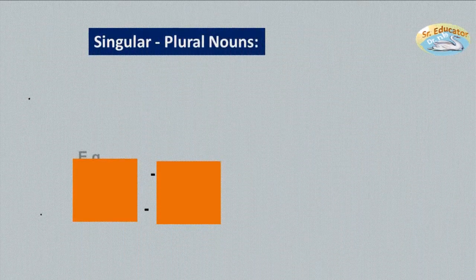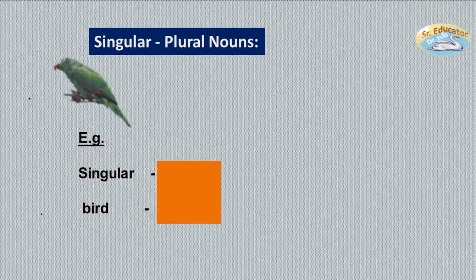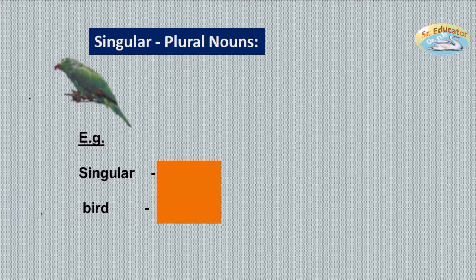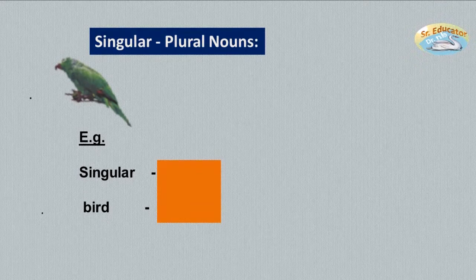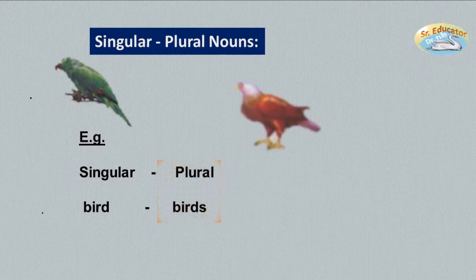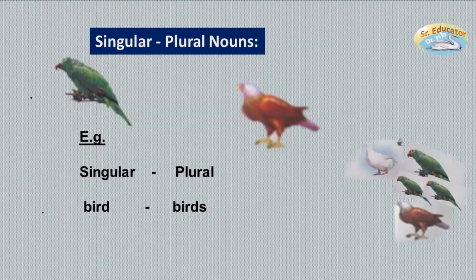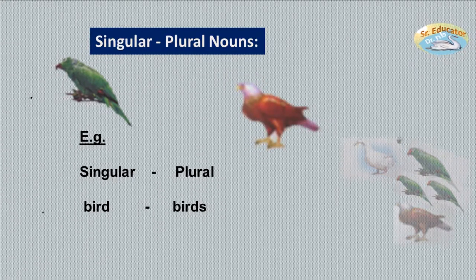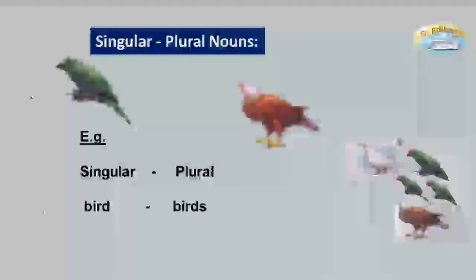Students, nouns have number, either singular or plural. Single item is known as singular, more than one item are known as plural. Bird, singular. Man, singular. Girl, singular. Birds, plural. Here are two birds. There are three parrots. Here are many birds.